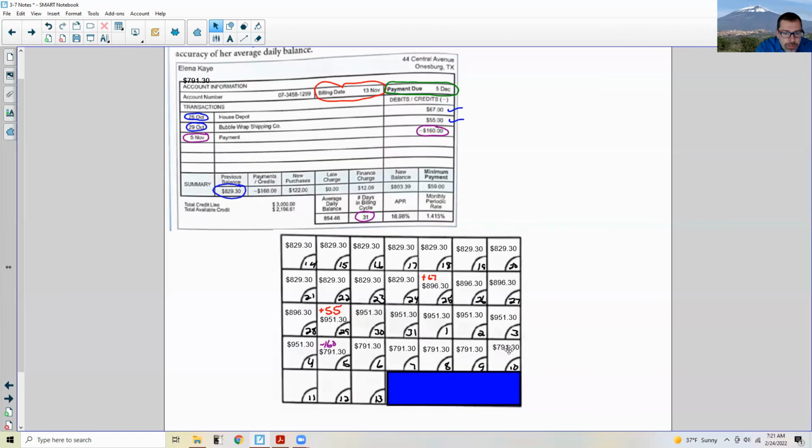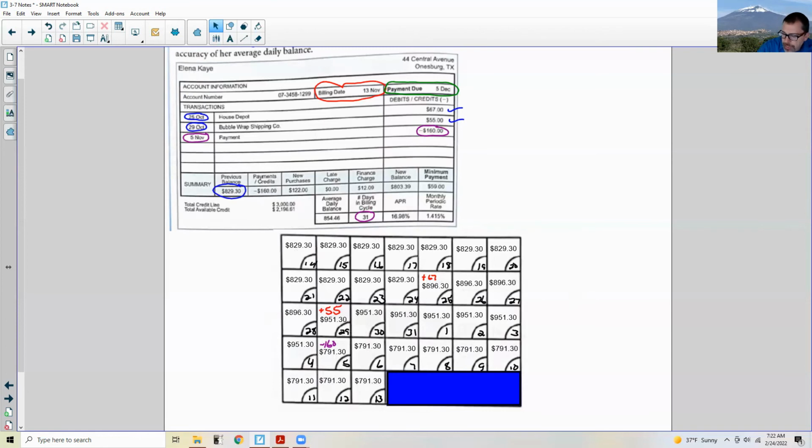So we just keep doing this. Anytime a purchase is made, this balance goes up. Anytime a payment is made, this balance decreases. Okay, so there is our calendar based on a 31-day billing cycle.